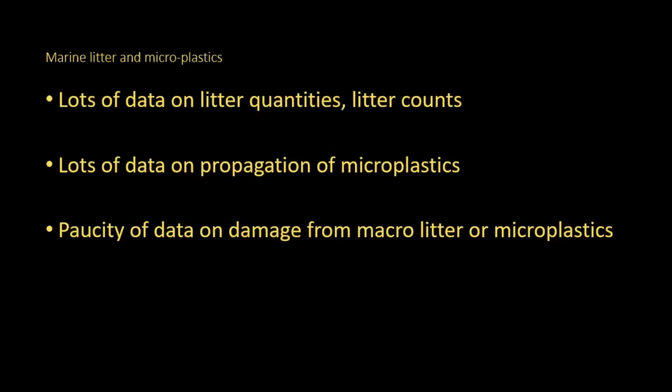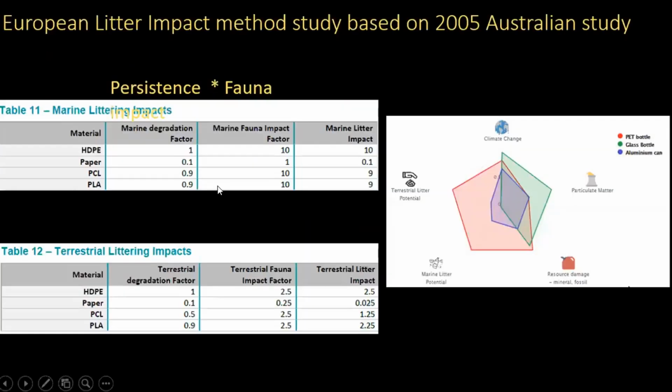We have a lot of images of seahorses with their tail around cotton buds, but the actual data on the number of species, and whether this is really large compared to something like climate change, is this a significant threat, or is it more of a visual annoyance, is something we really need to get a handle on. We do have a litter impact method that the European Union developed and published a few years ago, based on a 2005 study from RMIT that I was involved in. So I'm very pleased that they took this up.